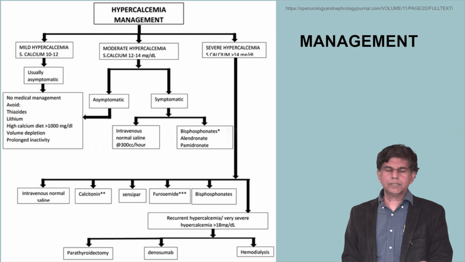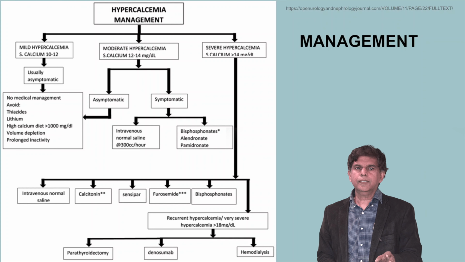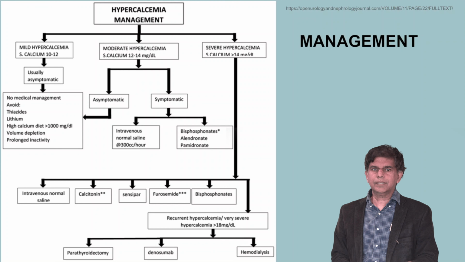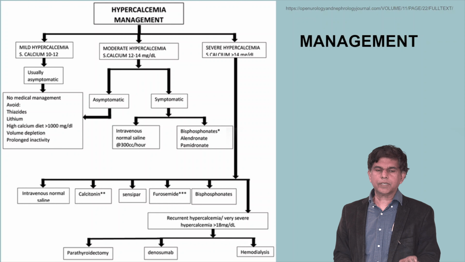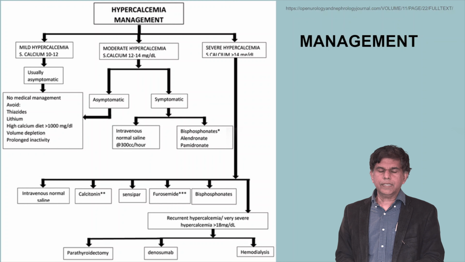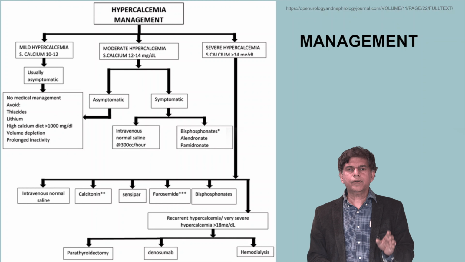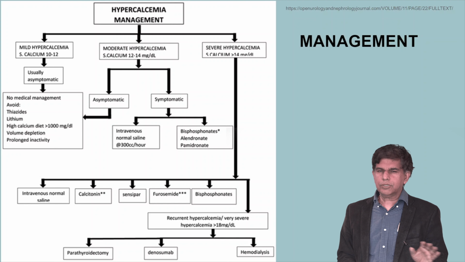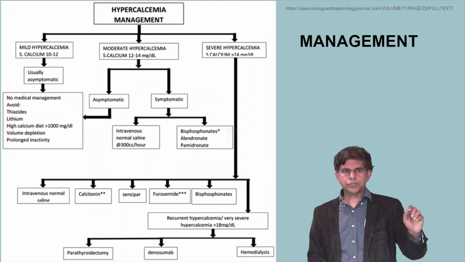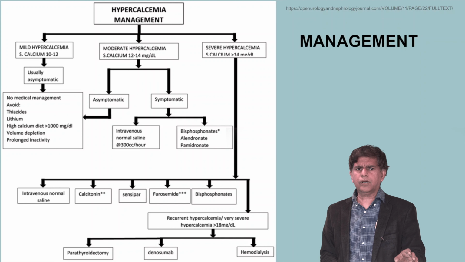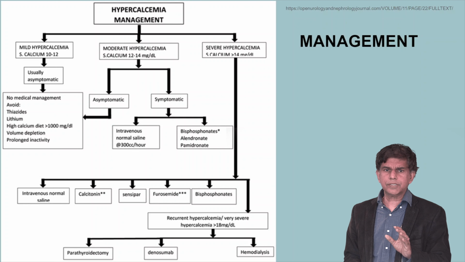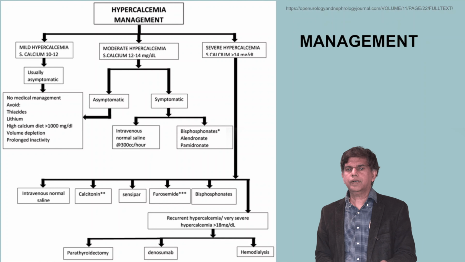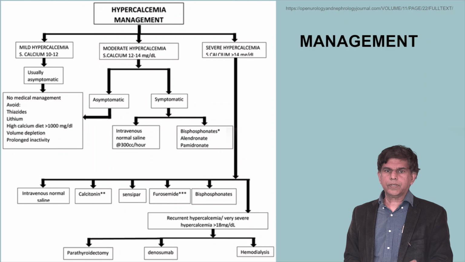Mild hypercalcemia, serum calcium between 10 to 12, is usually asymptomatic, with no medical management. You avoid thiazide, lithium, high calcium diet, correct volume depletion, and avoid prolonged inactivity. All of those can correct it, right? When you look at the moderate, which is between 12 and 14, if asymptomatic, you stop the medications that are causing it. If it is symptomatic, you can do intravenous normal saline 300 cc per hour, and then bisphosphonates, alendronate, and pamidronate.